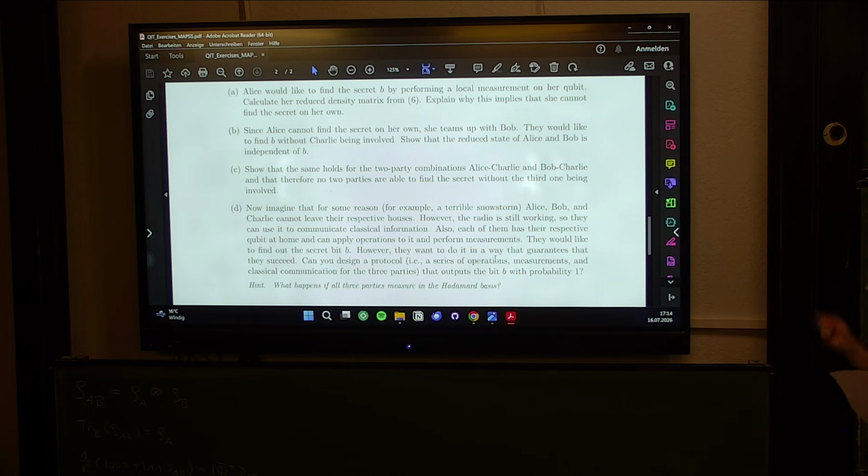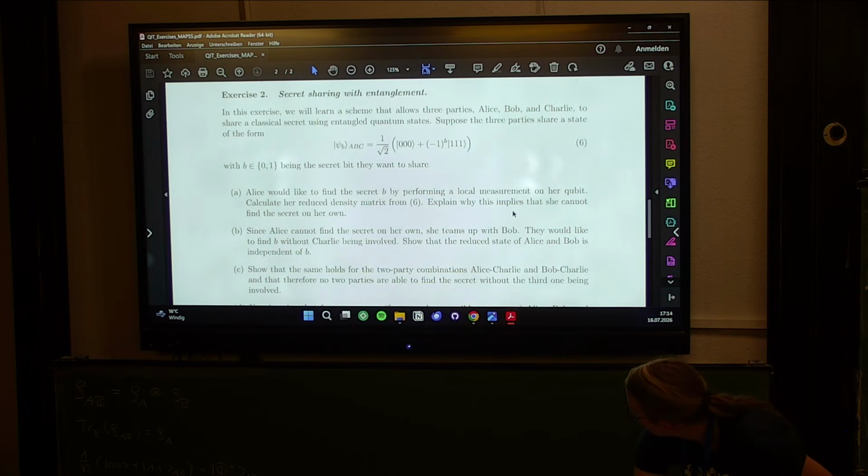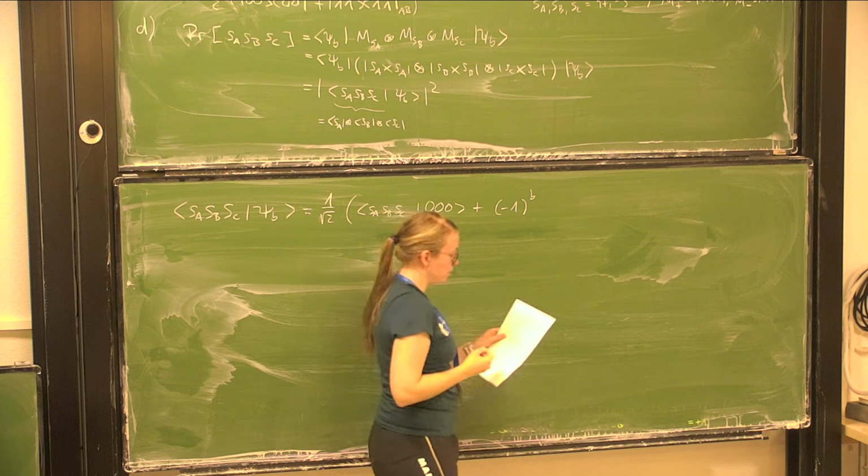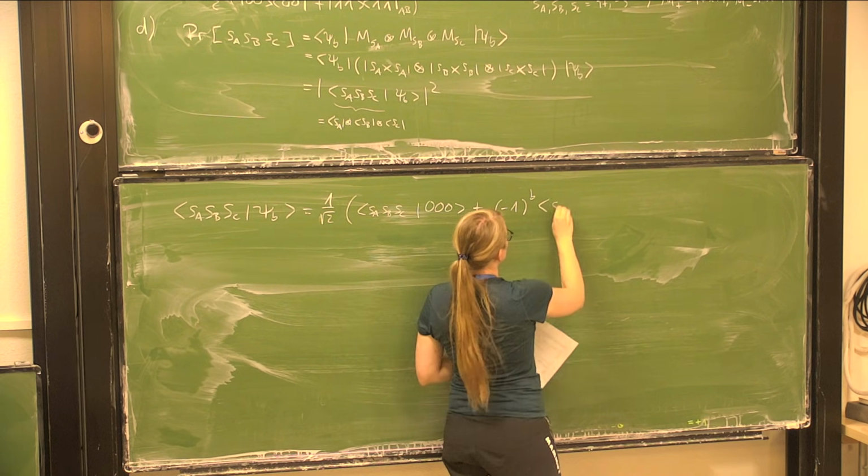Plug in the state. So we start with this one. P factor 1 over square root of 2, and then we have two terms in the sum. We have the state and the C, 0, 0, 0. And here's the minus 1 to the power of b. That's where the secret lies.